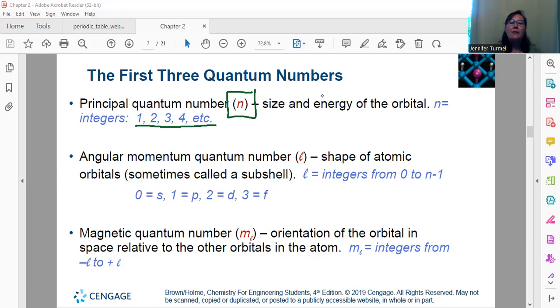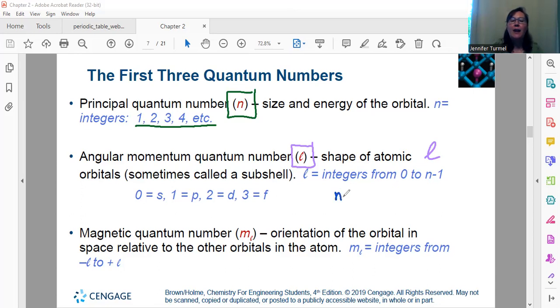Next, we have our angular momentum quantum number, and that is kind of like a cursive L. It looks kind of like a funny looking E or something, so you'll know what you're seeing. And the angular momentum quantum number describes the shape of atomic orbitals. And this shape is sometimes called a subshell. And L can be any integer from 0 to n minus 1. And so let me sort of show you what that means.